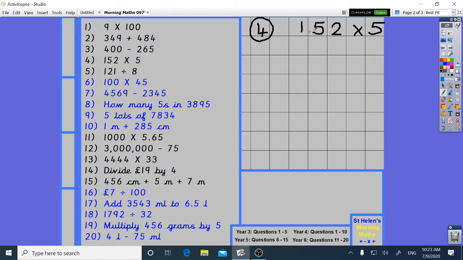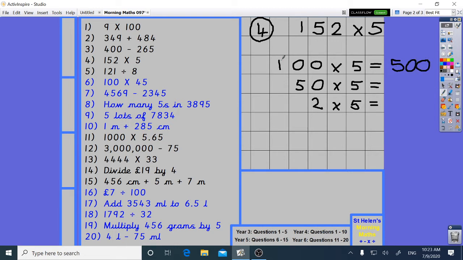152 times 5. So we'll split 152 up into 100 and 50 and 2. We multiply each one by 5. So we just break the question up into parts that make it a little bit easier to do. And first, we have 100 times 5. You could count in hundreds: 100, 200, 300, 400, 500. That was a little bit like question 1, which was 9 lots of 100. This was 5 lots of 100.